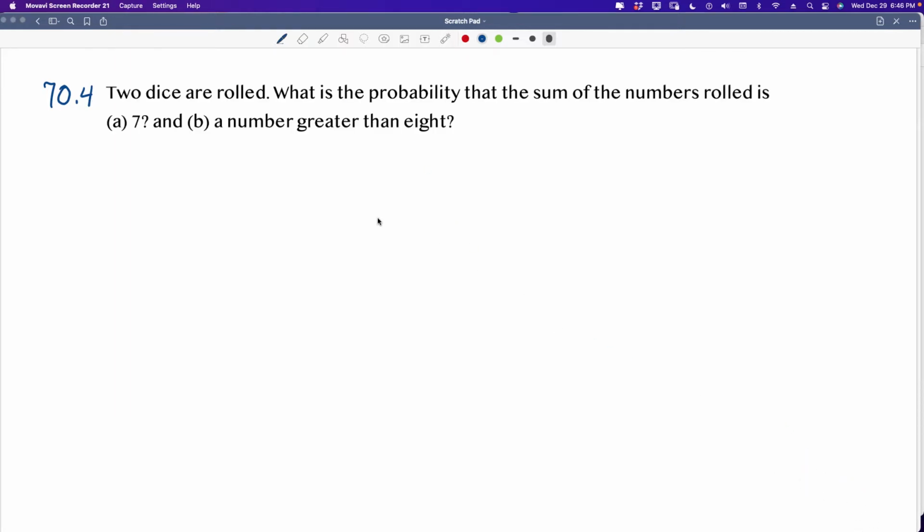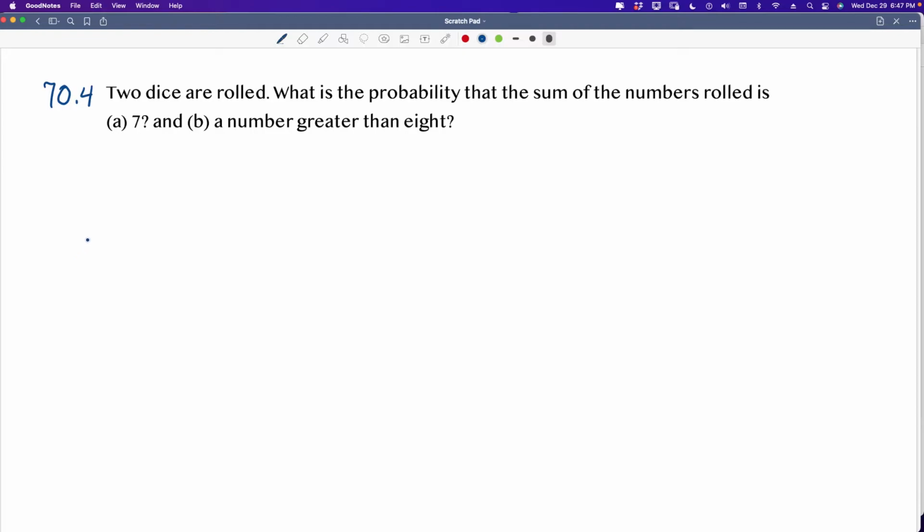And let's do 70.4. All right, I'm going to type it again. All right, so here's our problem. 2 dice are rolled. So we have 2 dice now. What is the probability that the sum of the numbers rolled is a 7 or a number greater than 8? So we have 2 probabilities here that we need to work out. So first of all, let's draw a diagram of those combinations.